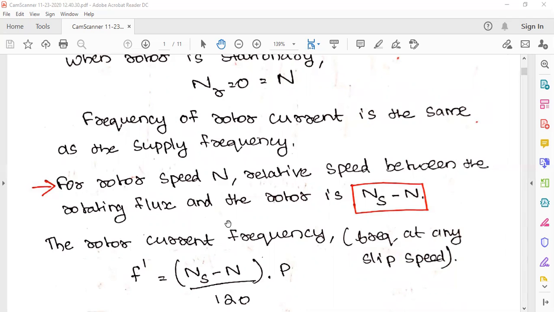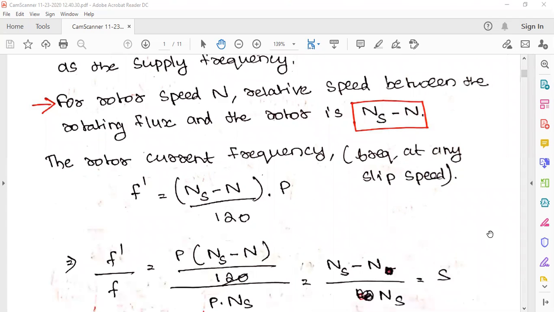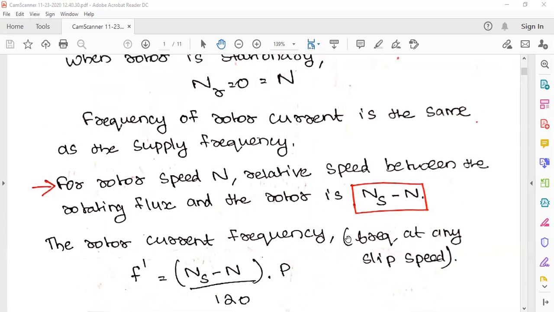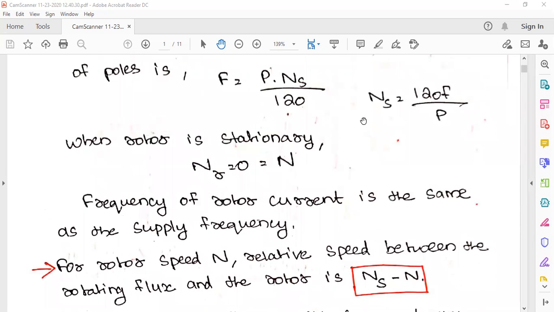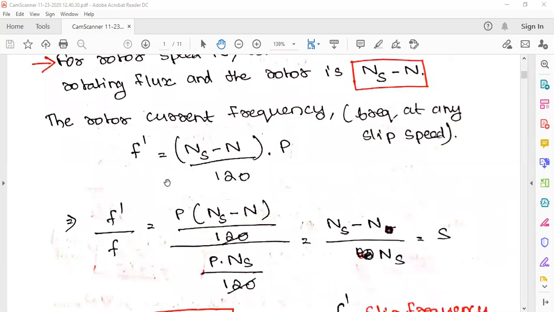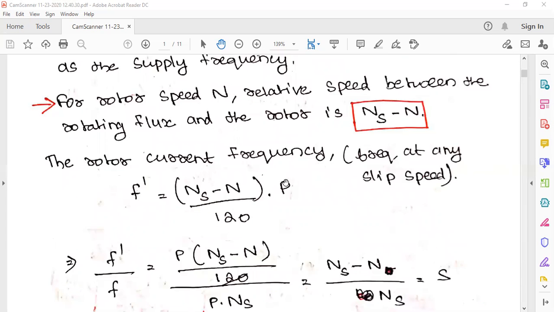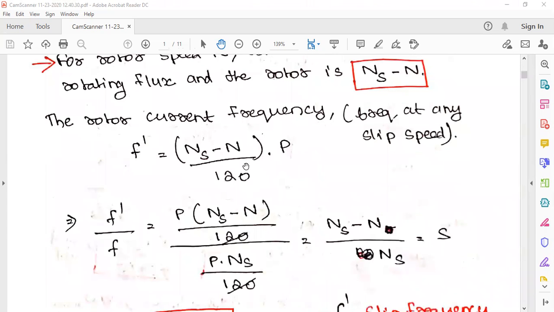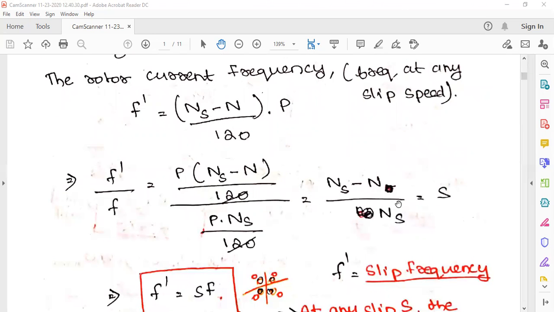The rotor current frequency at any slip speed will be given by f dash corresponding to ns minus n. So when the rotor is rotating, in the equation f is equal to p into ns by 120, we replace ns by the relative speed, and it will be f dash is equal to p into (ns minus n) by 120. So f dash by f will be p into (ns minus n) by 120 divided by p into ns by 120. So it will be (ns minus n) by ns.